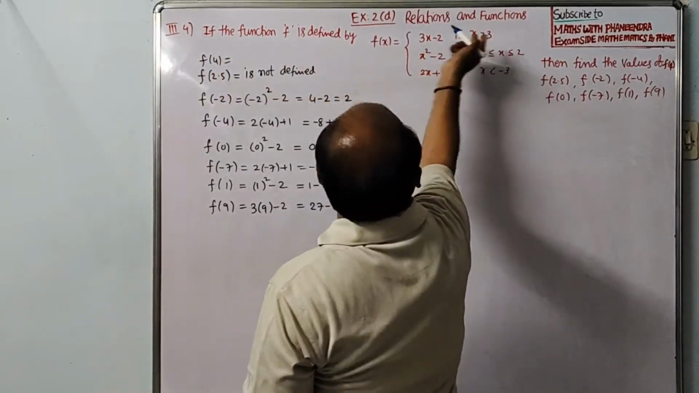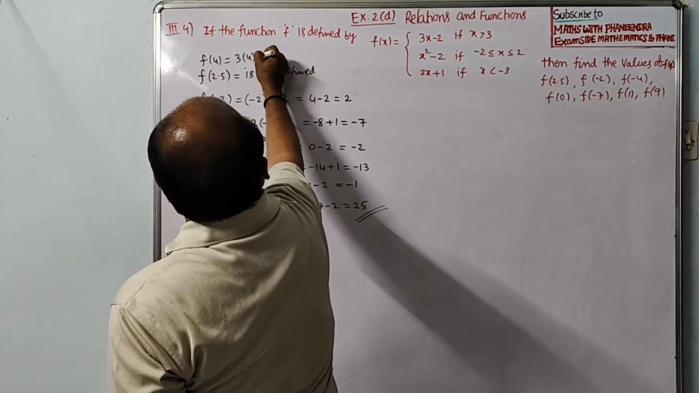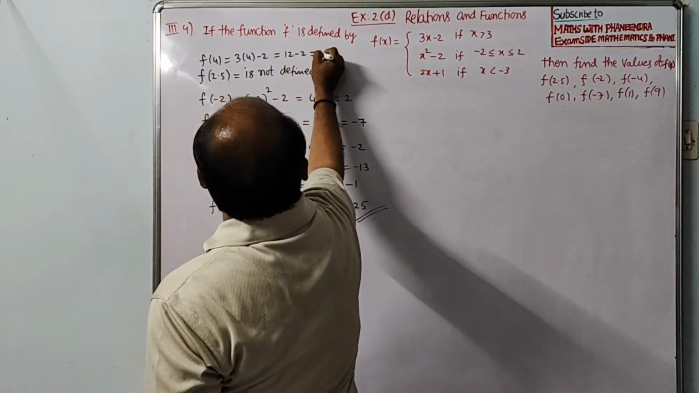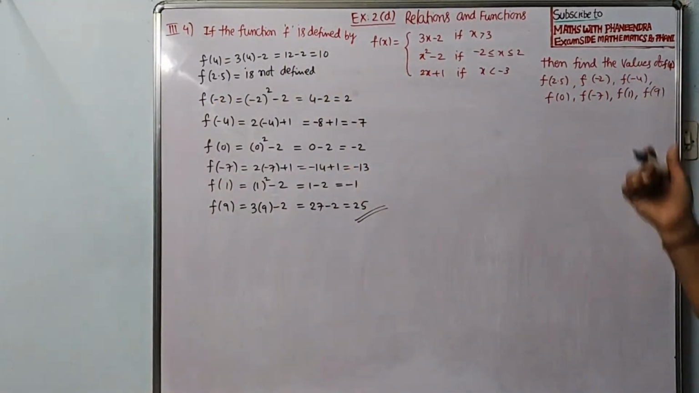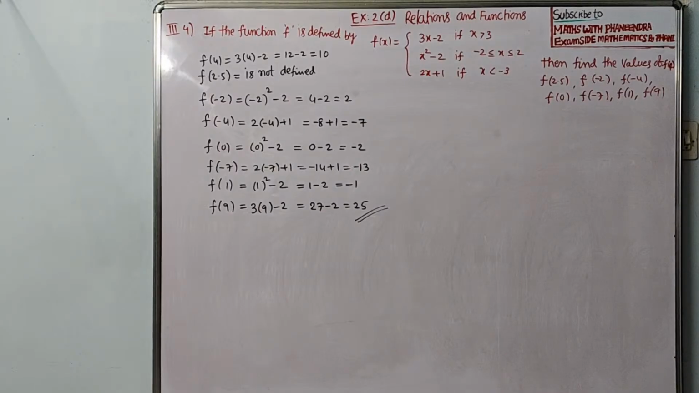4 means x is greater than 3. So 3 into 4 minus 2, that is equal to 12 minus 2, which is equal to 10. Anyway, 2.5 is not there in this, it is not defined. Okay, students, we will move to the other question. This is the last question in this session.